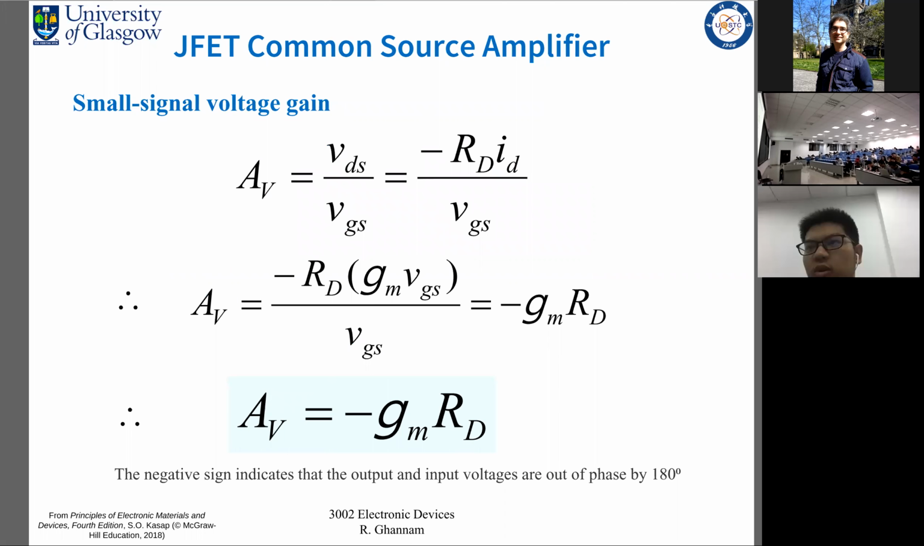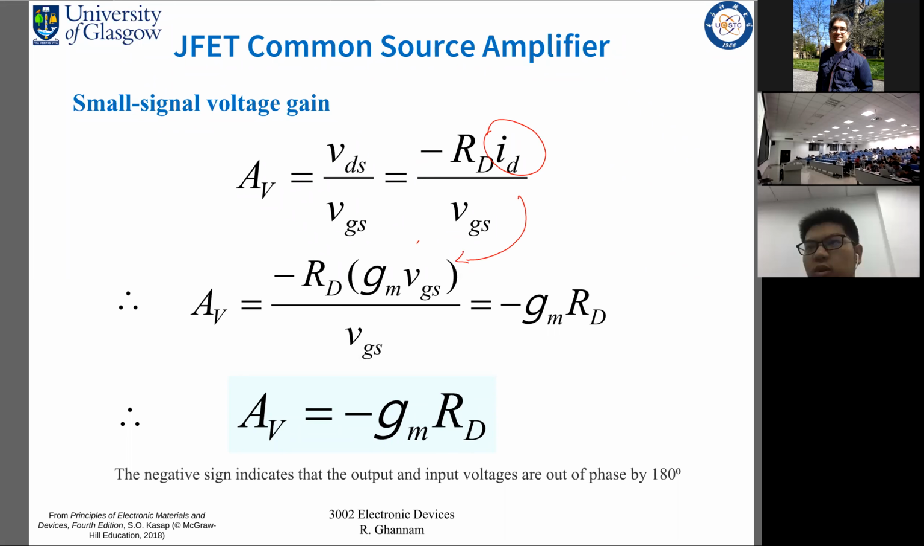And the small signal gain, we know, is the change in VDS over the change in VGS. We know what VDS is: it's equal to minus RD times ID. We can therefore write the gain, since we already know what ID is from the previous expression, so we substitute it in here.